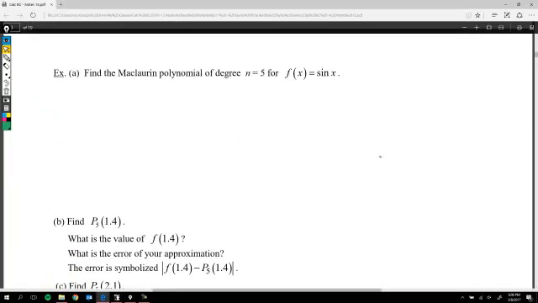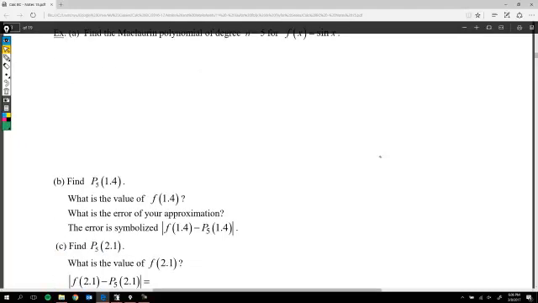All right, next thing they want us to do is find the Maclaurin polynomial of degree 5 for sine of x. Okay, so I'm going to do the same thing that I just did. I'm going to go ahead and list out all of my derivatives. Right, and if you can't remember this stuff, remember you can do Snookum.